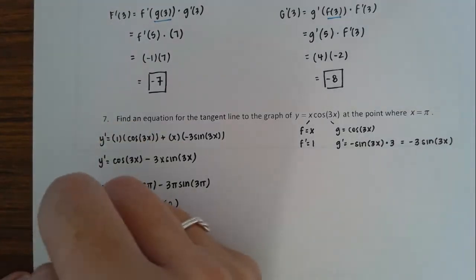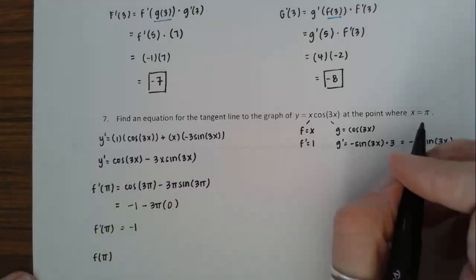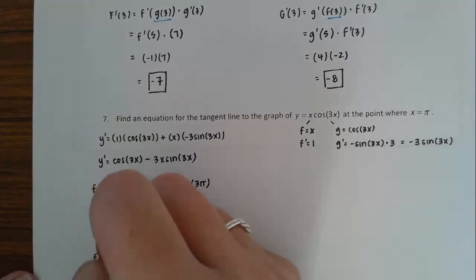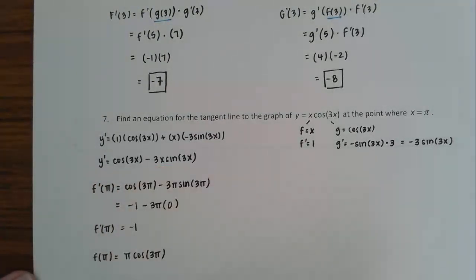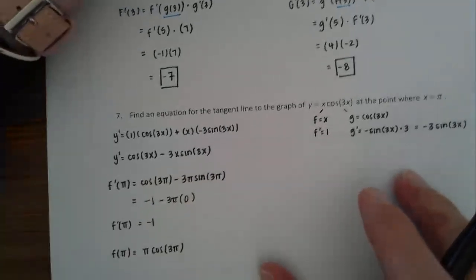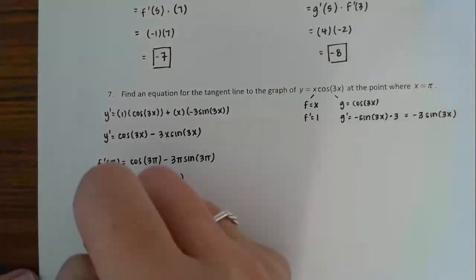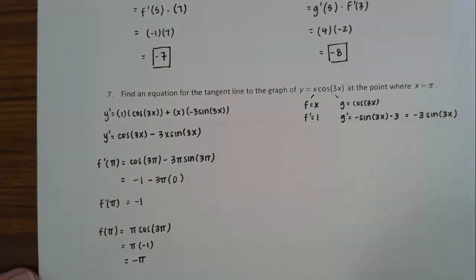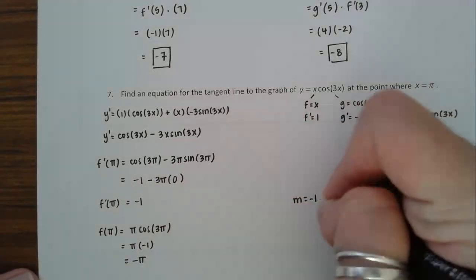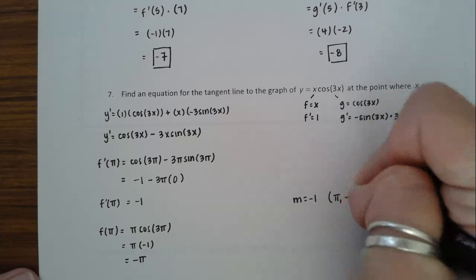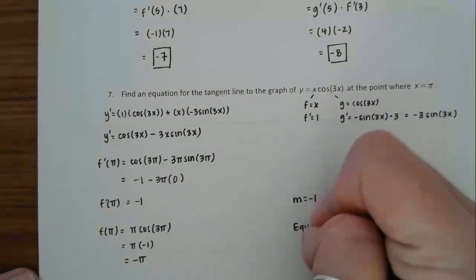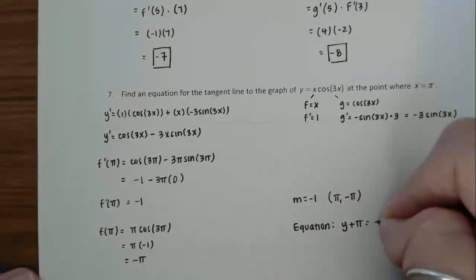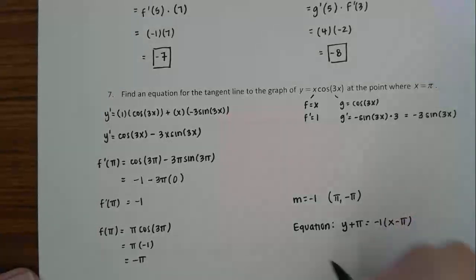So then I want to know what the y coordinate of this point is, because in order to write my equation, I do need to get the y. So I'm going to go back to my original function and evaluate that at pi. So that'll be pi times cosine of 3 pi. And we already know cosine of 3 pi is negative 1. So it looks like our y value of our point would be negative pi. So we've got a slope of negative 1, and we've got a point at pi, comma, negative pi. So that would mean that our equation in point slope form would be y plus pi is equal to negative 1 times x minus pi.